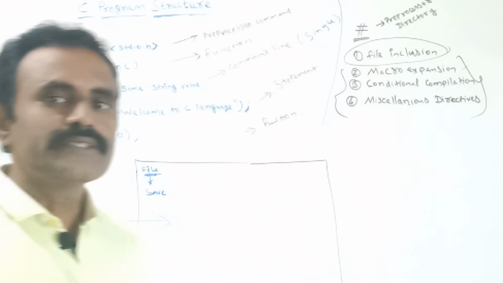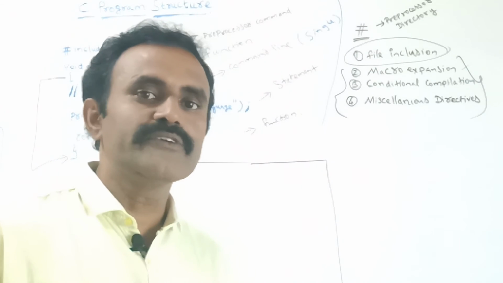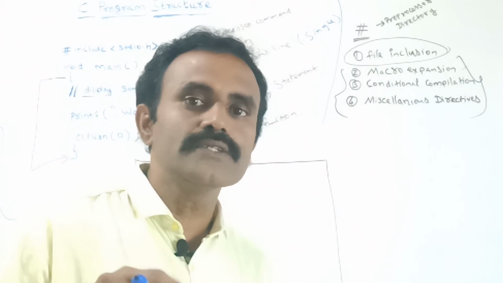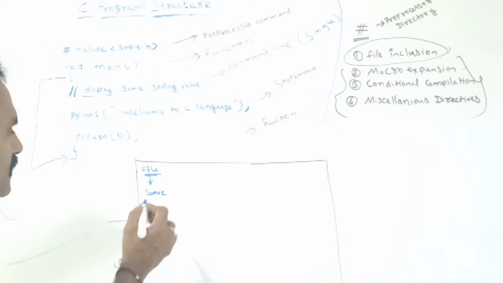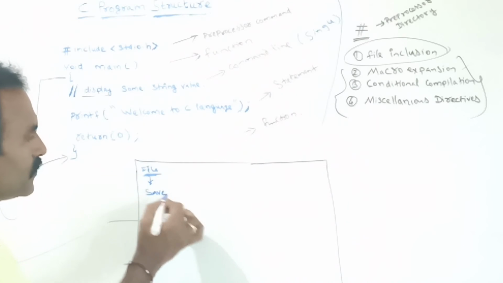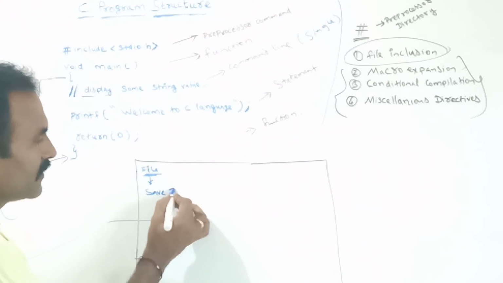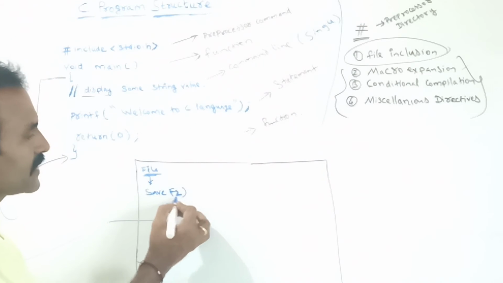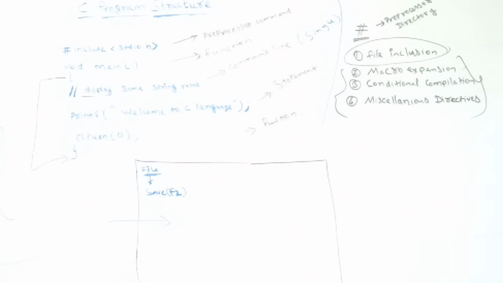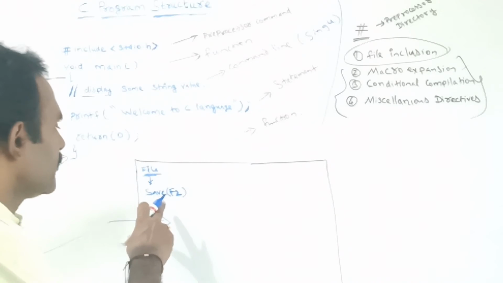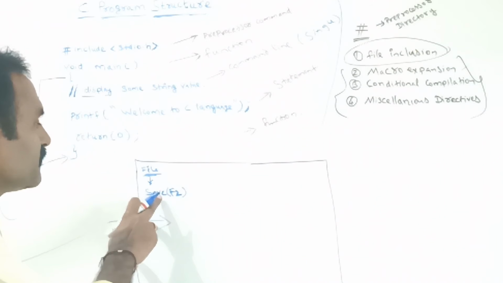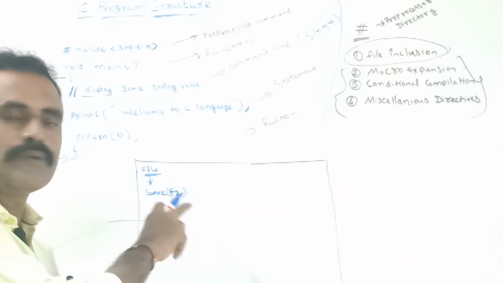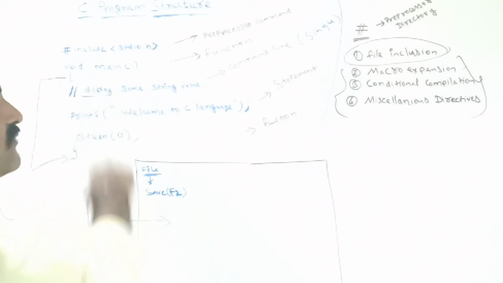See, save, or otherwise we can use the shortcut key also. F2 is used to save the file. We can choose the menu in this way, or directly we can press the function key F2. F2 is used for saving our source code, saving the program. If you select this save menu, a save pop-up will appear. Here it will ask for the file name.